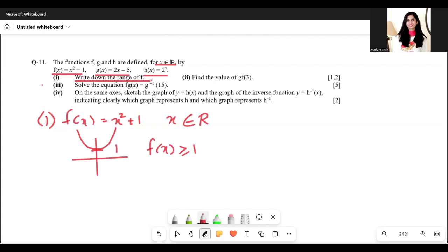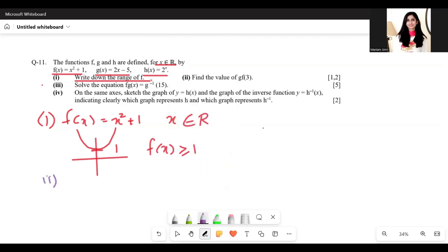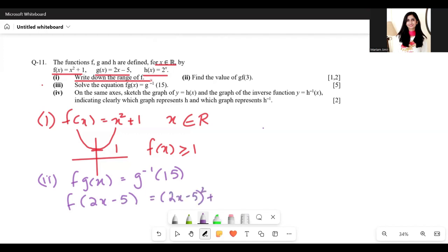All right, moving on to part 2, which is solve the equation fg(x) is equal to g inverse of 15. Okay, let's find fg(x) first. So in f, we have to substitute g(x). So it's going to be (2x minus 5) whole squared plus 1. And then we're going to equate this to g inverse of 15.